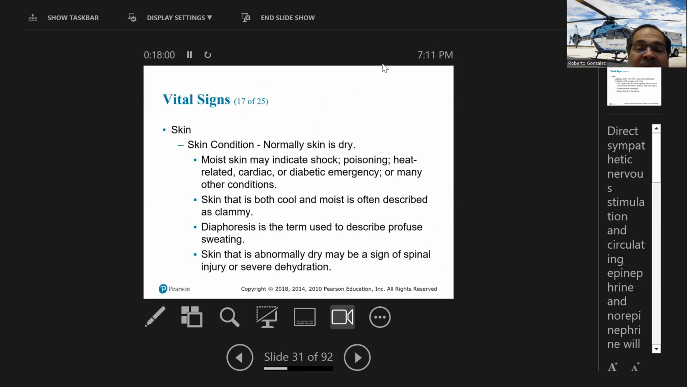Skin conditions: moist skin may indicate shock, poisoning, heat-related, cardiac or diabetic emergency, or many other conditions. Skin that is both cool and moist is often described as clammy. Diaphoresis is the term used to describe profuse sweating, and skin that is abnormally dry may be a sign of spinal injury or severe dehydration.